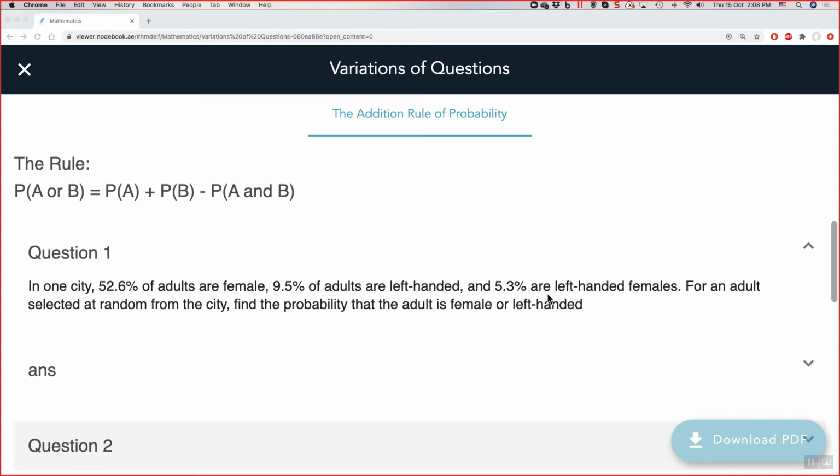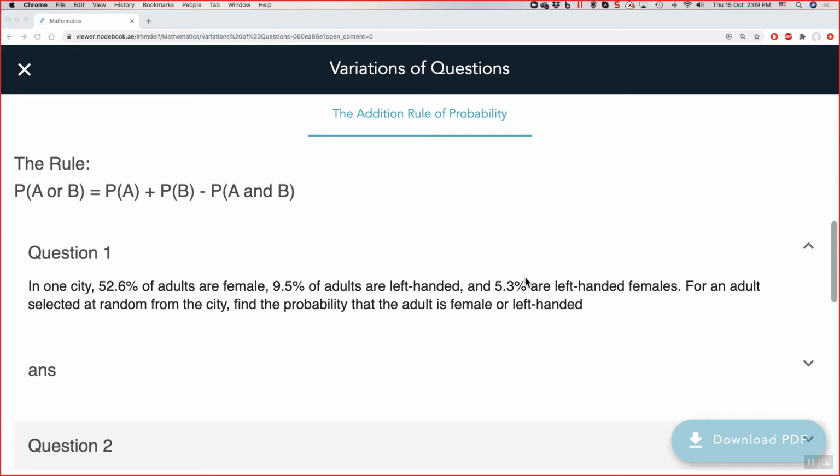Okay, and we have another event here, left-handed females. If you notice, it combines both the females and the left-handed together at the same time. So together at the same time, the 5.3%, this is the percentage of left-handed females.